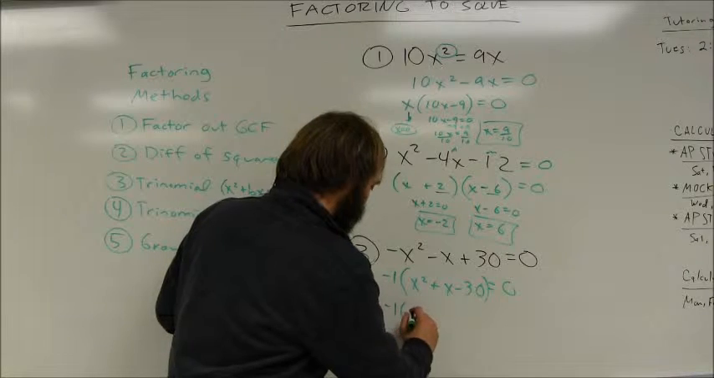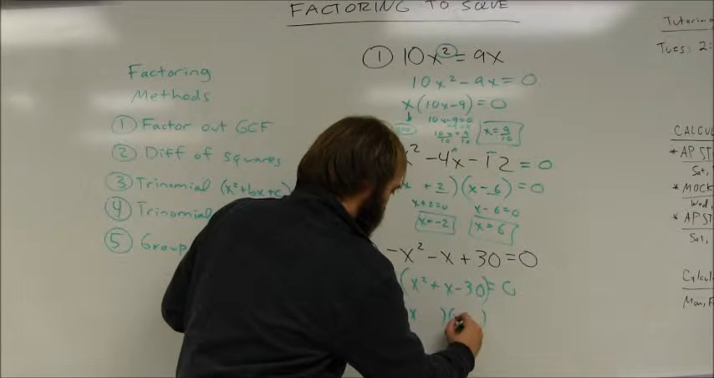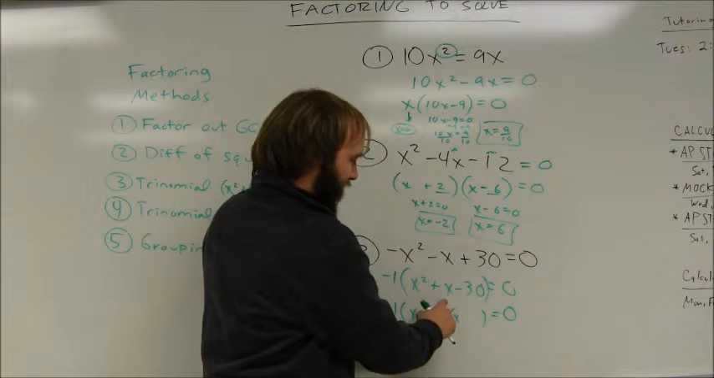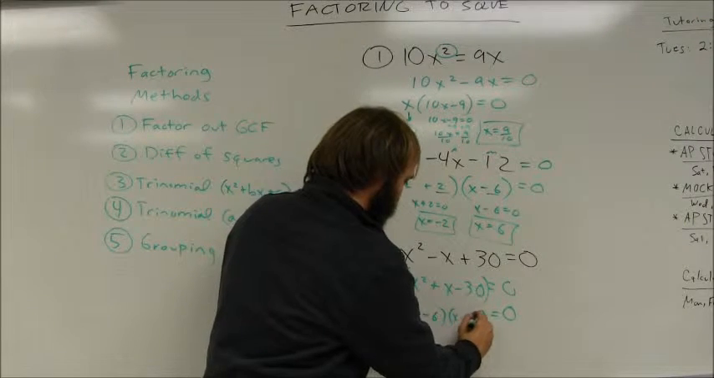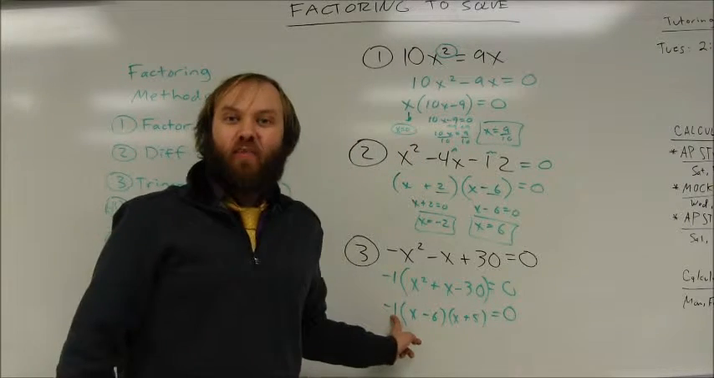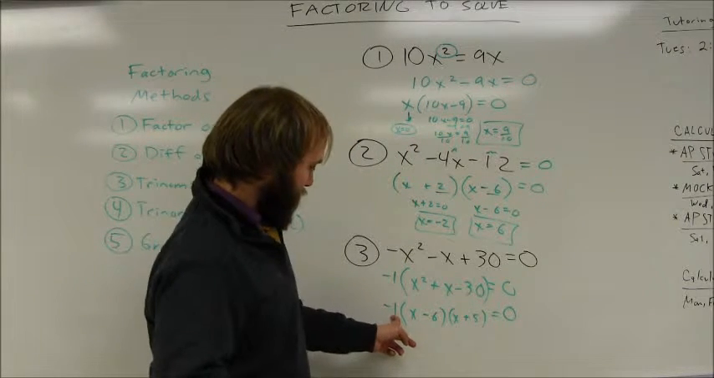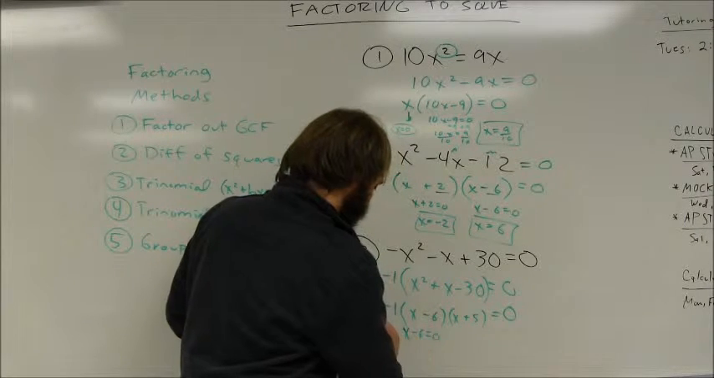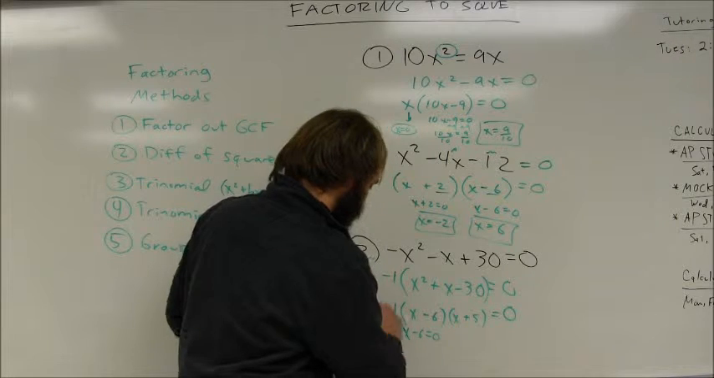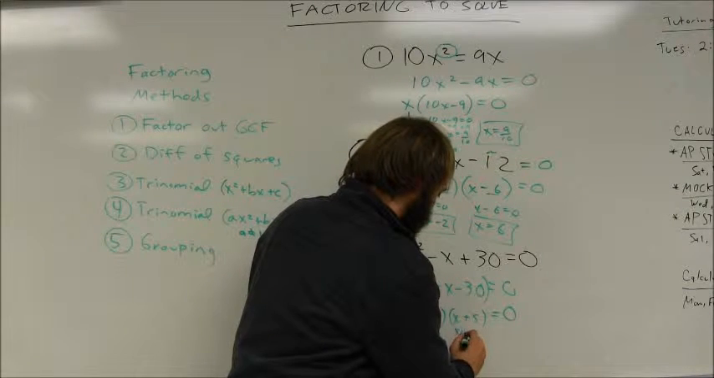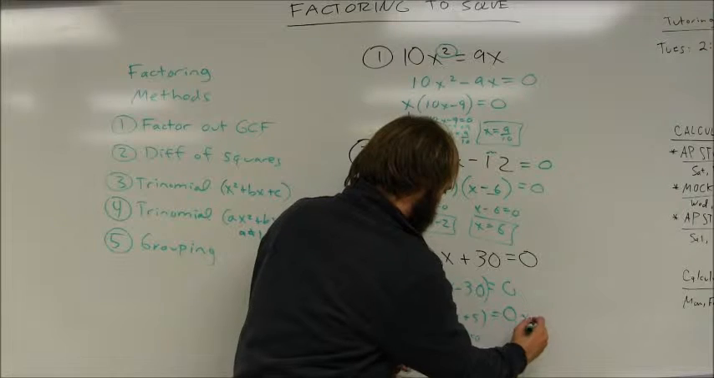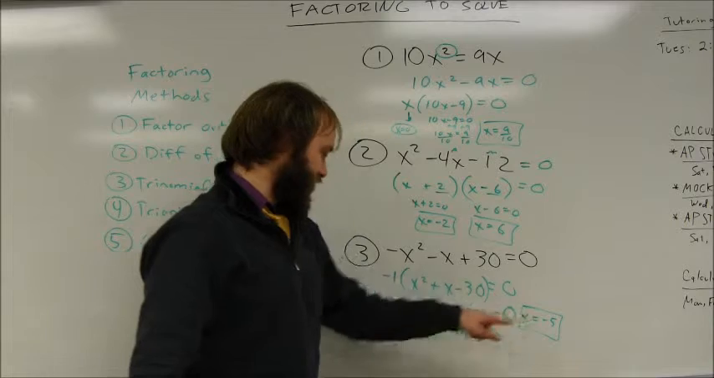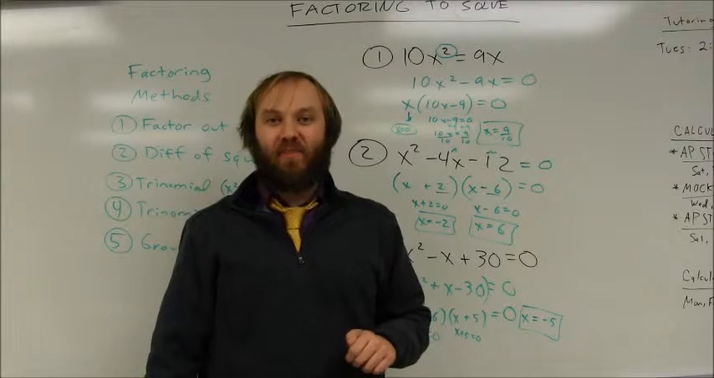It's going to be negative 1 times the quantity. We'll have x's in parentheses here. Product has to be negative 30, has to add to be 1. That's going to be minus 6, positive 5. Negative 1 can't be 0, so we don't get a solution from this part of the product. X minus 6 is 0 if x is equal to 6. And x plus 5 is equal to 0 if x is equal to negative 5. Okay, so my 2 possible solutions here: x equals negative 5, and x equals 6.